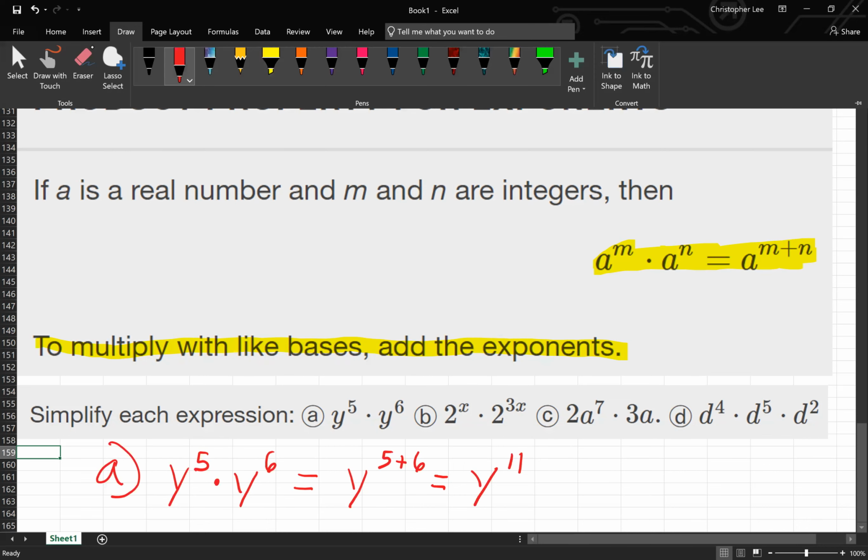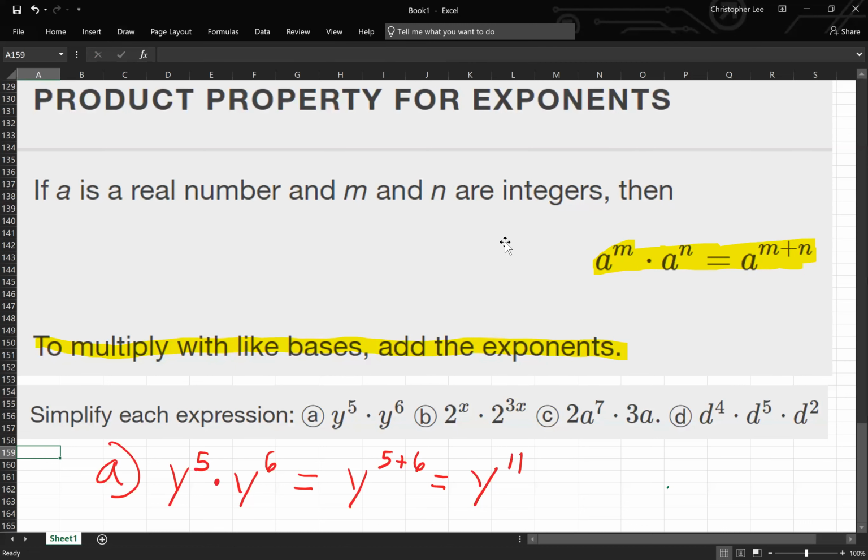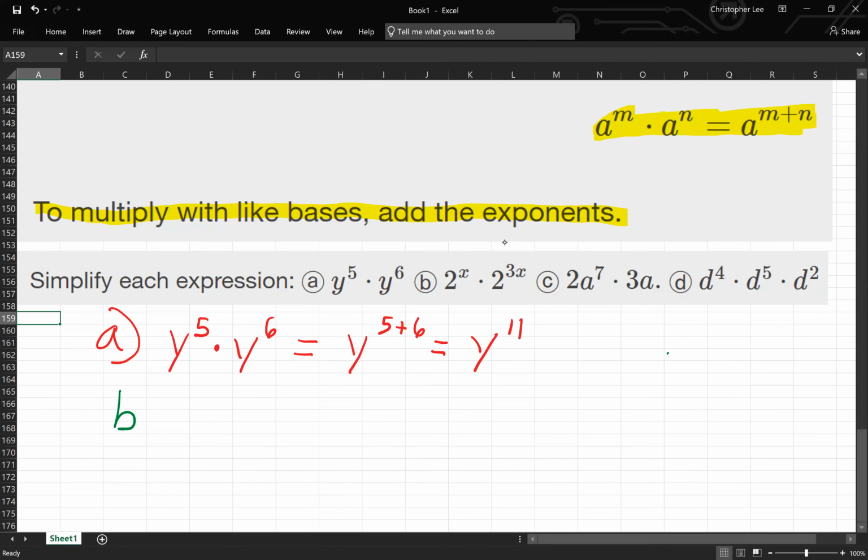Let's see, somebody else, pick a color. Green, all right, cool. So B: I've got 2 to the x power times 2 to the 3x power. What does that become? 2 to the 4x? Yeah, you're right. x plus 3x becomes 2 to the 4x. Very good.